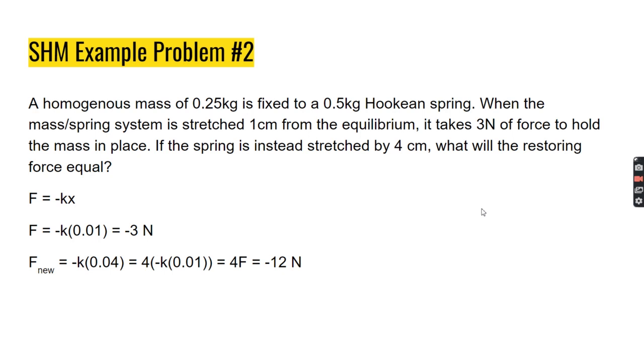Okay, example problem 2. A mass of 0.25 kilograms is fixed to a 0.5 kilogram spring. When the system is stretched 1 centimeter from equilibrium, it takes 3 newtons of force to hold the mass in place. If the spring is stretched by 4 centimeters, what's the restoring force? So you use Hooke's law. Since before it was 3 newtons to hold it in place, which means negative 3 newtons pulled, the new force is 4 times that. So it'll be negative 12 newtons instead.